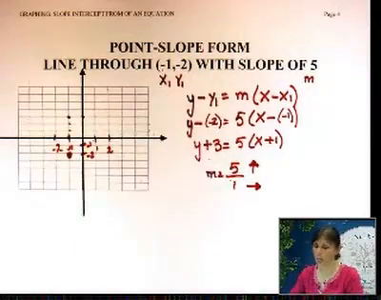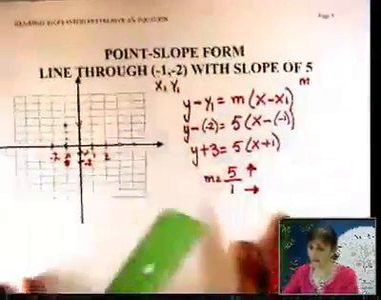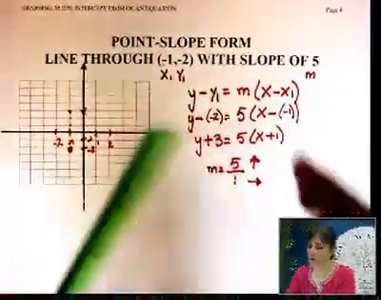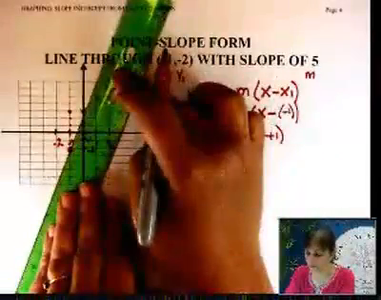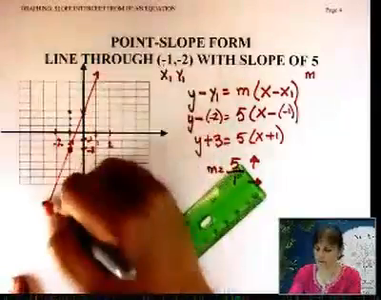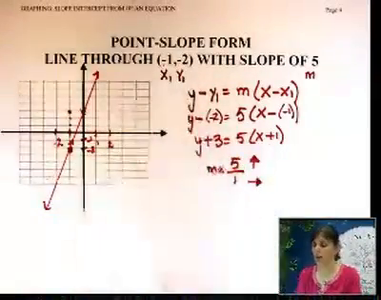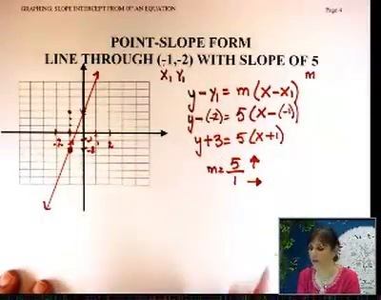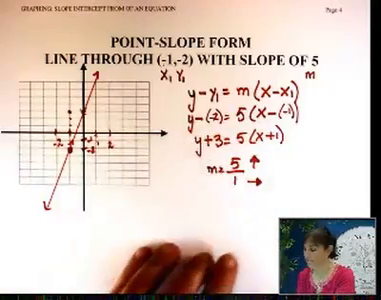Put your imaginary point. Don't forget where you put it. Oops. And then draw. It's a line through -1, -2 with the slope of 5. And here's its equation.